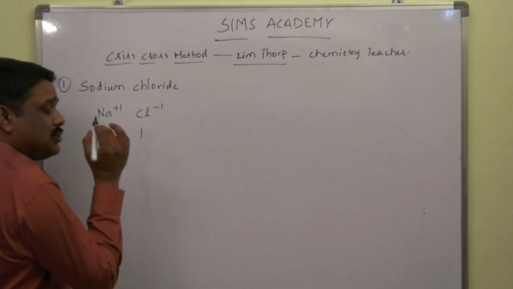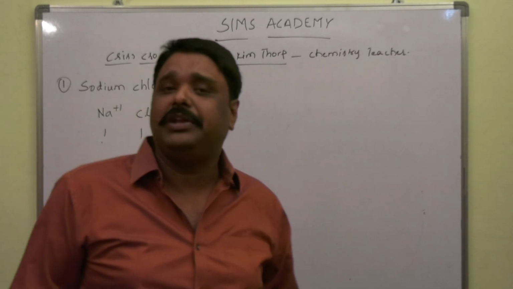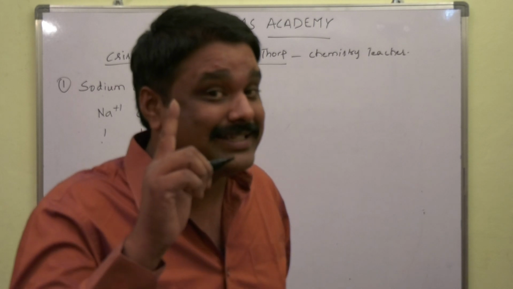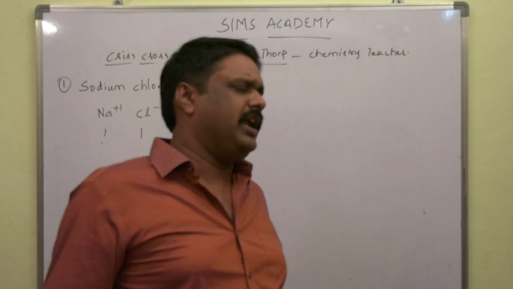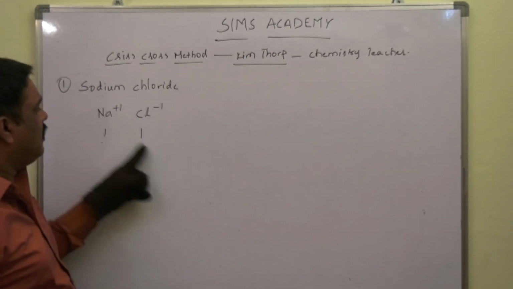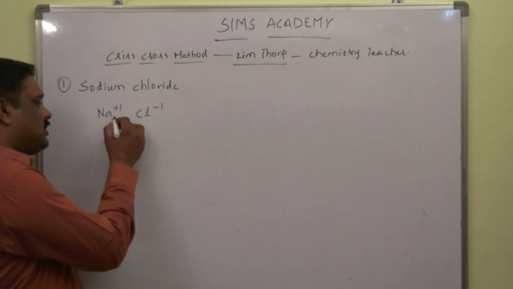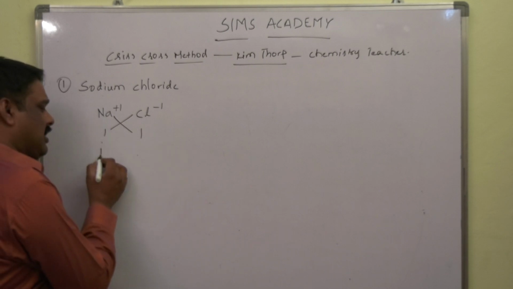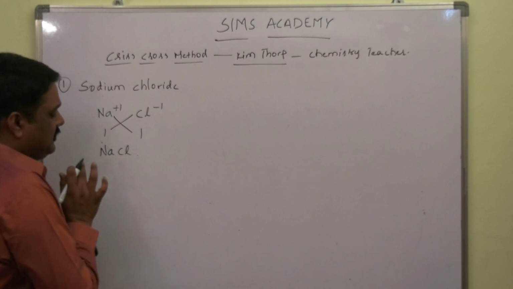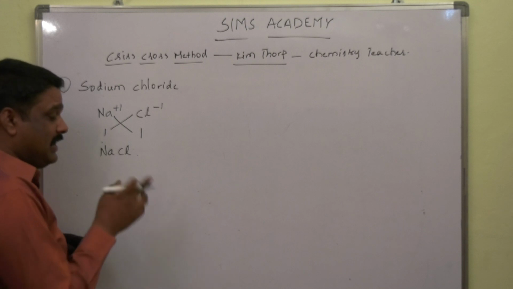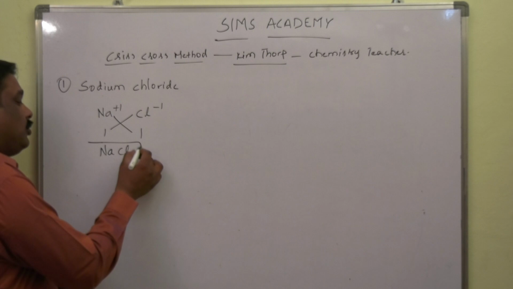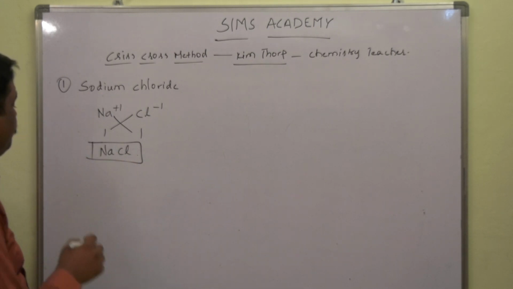Let us write the magnitudes of the charges below the respective ions. Only the magnitude of the charges, but not the charges, whether positive or negative. Let us write the magnitude 1, 1 below the given ions. This is Criss, this is cross. We get Na1, Cl1. We need not mention 1 here. Hence the formula of sodium chloride is NaCl.